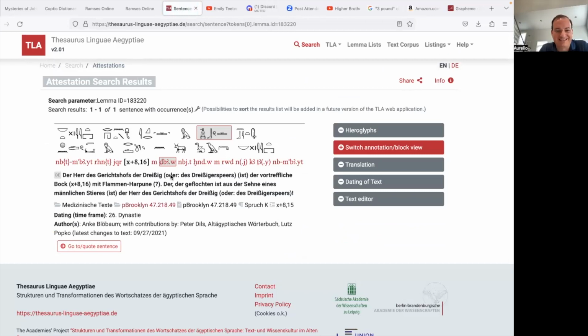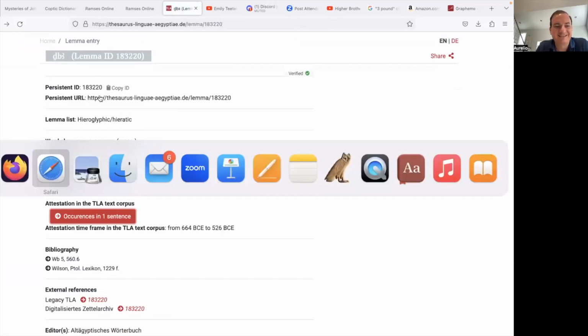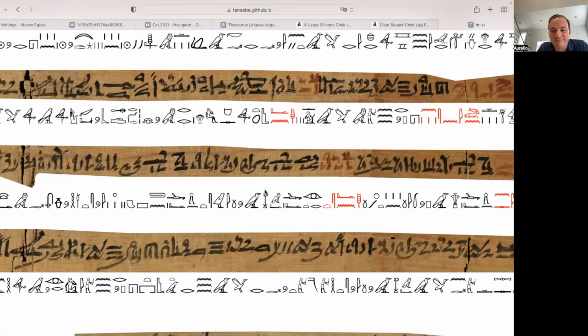Who knows? Oh my God, that's one of those weird things. One of those weird incantations. The Lord of the Cord of the 30 or the 30 Spears is the excellent he-goat. Fantastic. With a flaming harpoon. This kind of stuff is tripping. Jebba might just be spear.